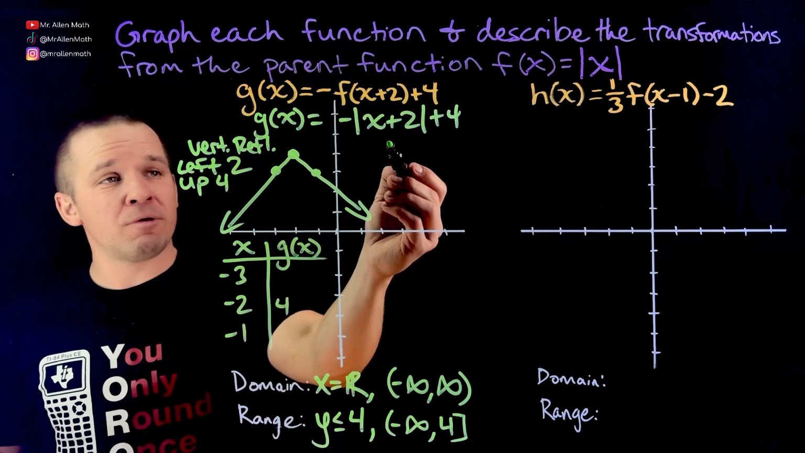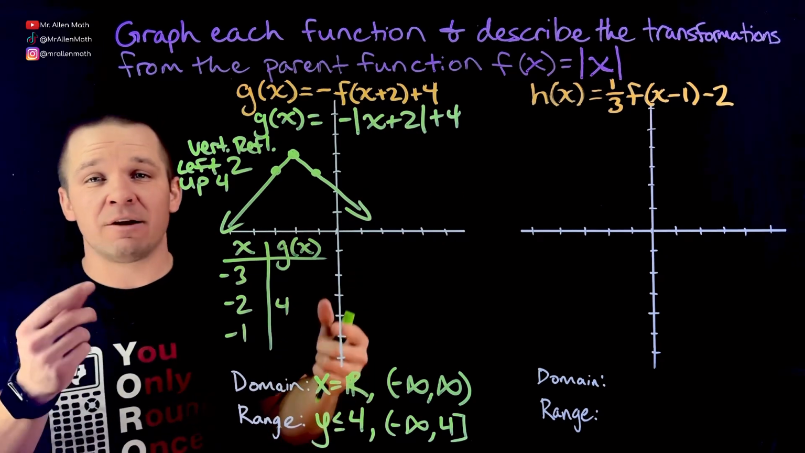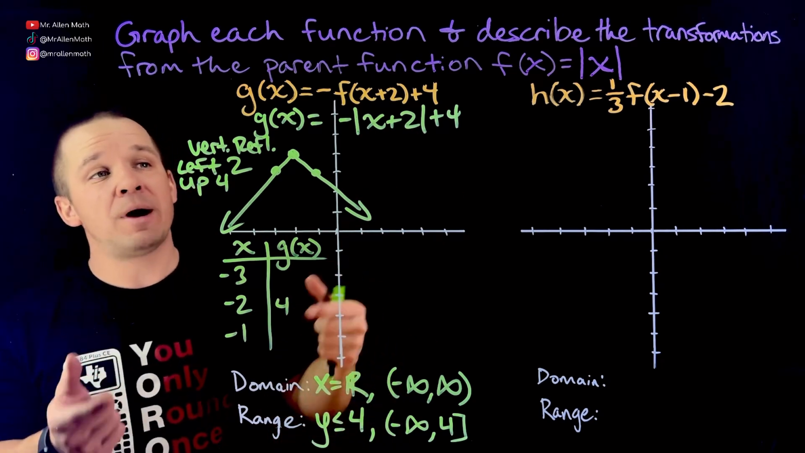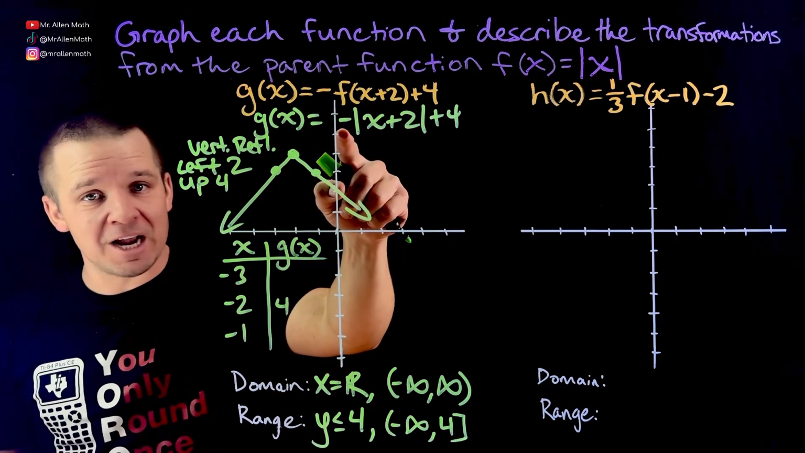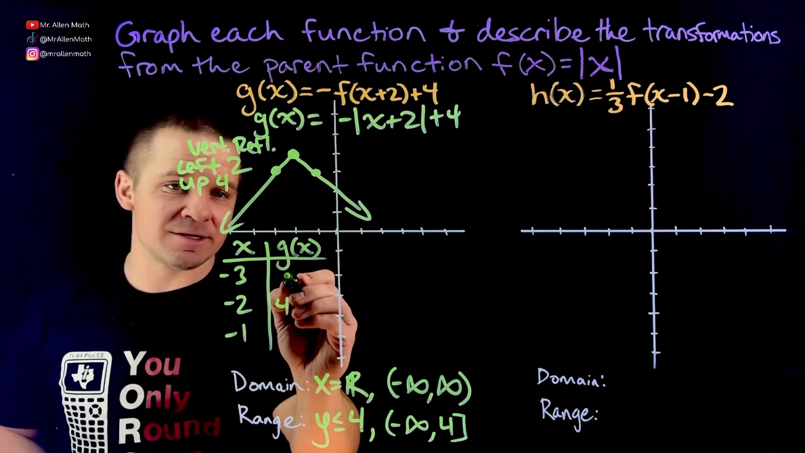When I plug negative 3 in, negative 3 plus 2 is negative 1. The absolute value of that is positive 1. But then it becomes negative again. Negative 1 plus 4 is 3.